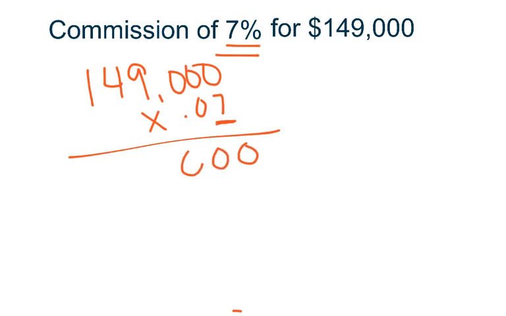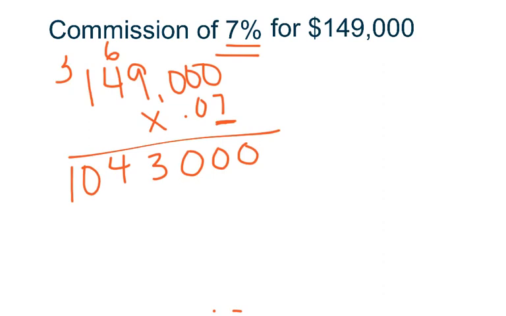1, 2, 3. 7 times 9. You see that? I go right into 7 times 9 once I have those numbers. 7 times 9 is 63. Carry the 6. 7 times 4 is 28. 28 plus 6 is 34. Carry the 3. 7 times 1 is 7, plus 3 is 10.